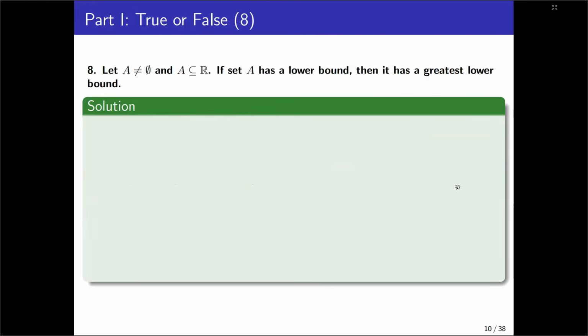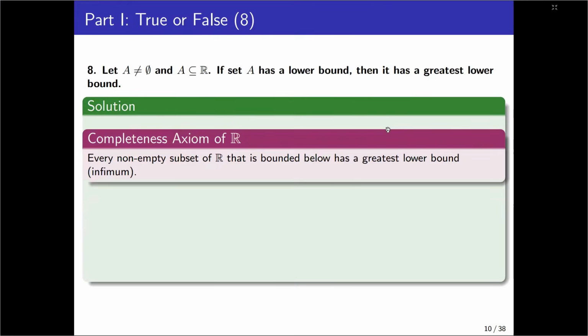Question number 8. Let A be a non-empty set, A a subset of R. If set A has a lower bound, that is, an element less than or equal to every element of the given set, then it has a greatest lower bound.